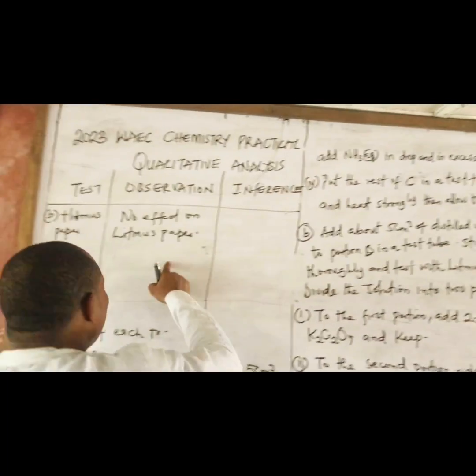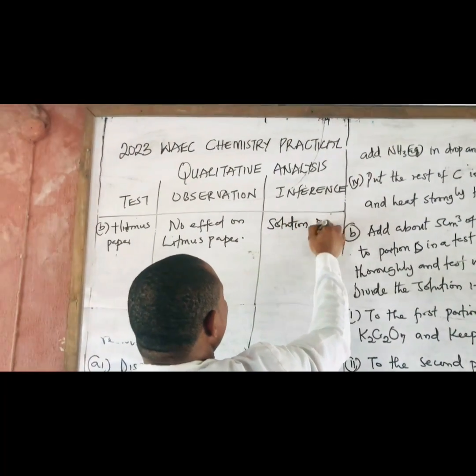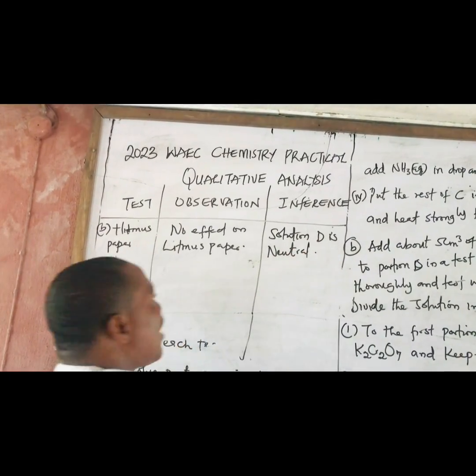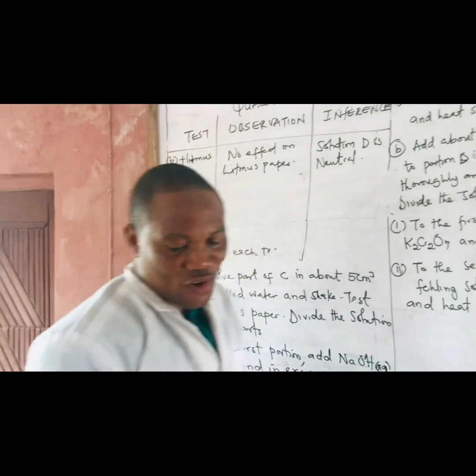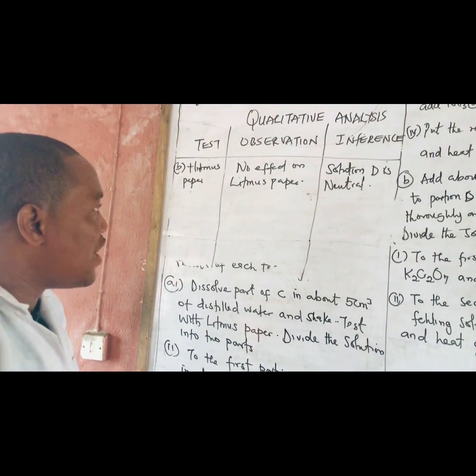If you are following me, then you should know what the inference is going to be. So what is the inference? Solution D, right, is what? Is neutral. Why is it neutral? It's not having effect on blue litmus paper. It's not having effect on what? On red litmus paper. So I can say solution D is neutral. Okay, what's the next one?